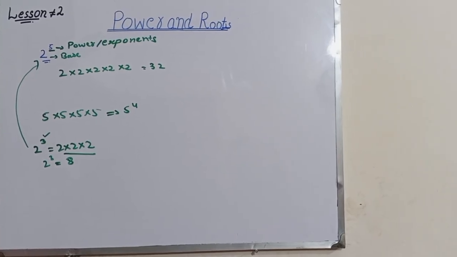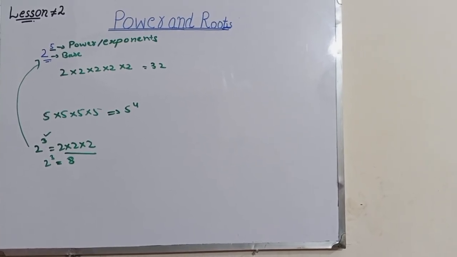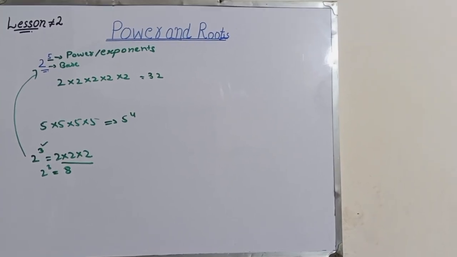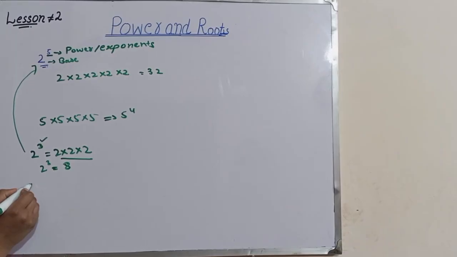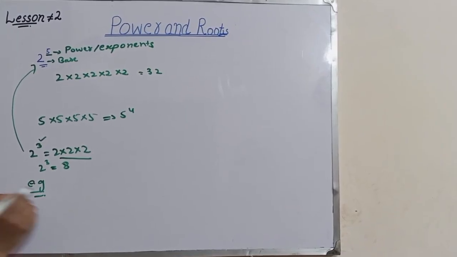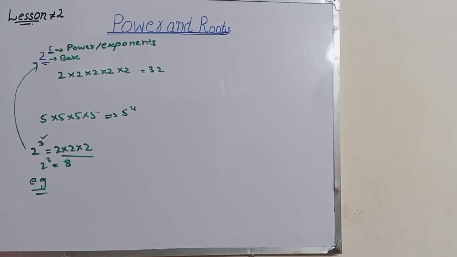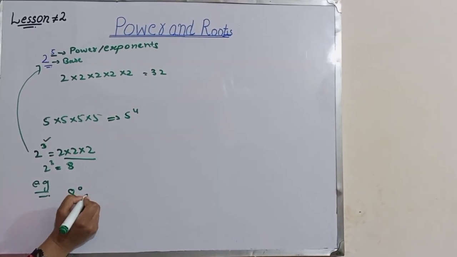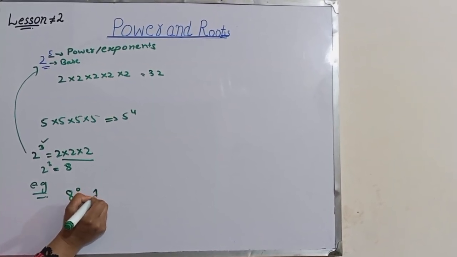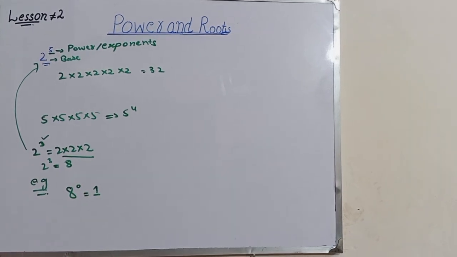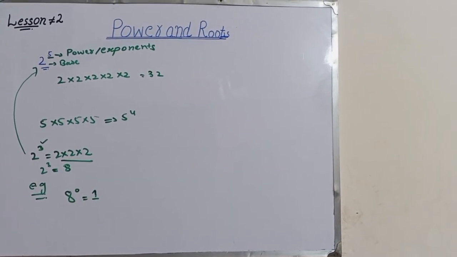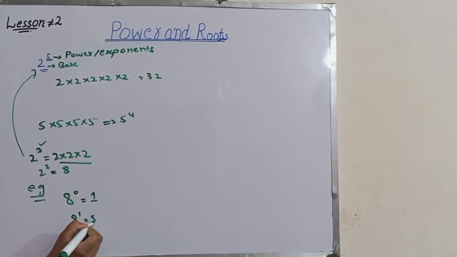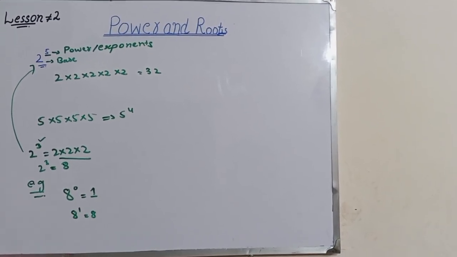Now, before we move on, there are a few special exponent rules you should know. First, any number raised to the power of 1 equals the number itself. For example, if we take 8 to the power 0, then it will be 1. But if we take 8 to the power of 1, then it will be 8.